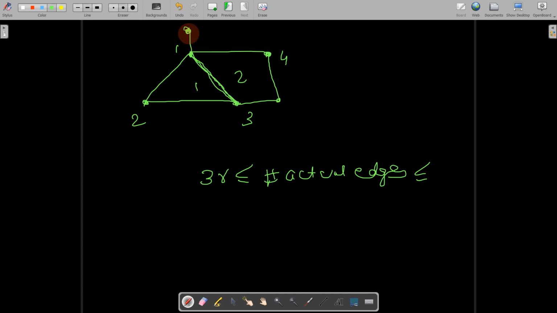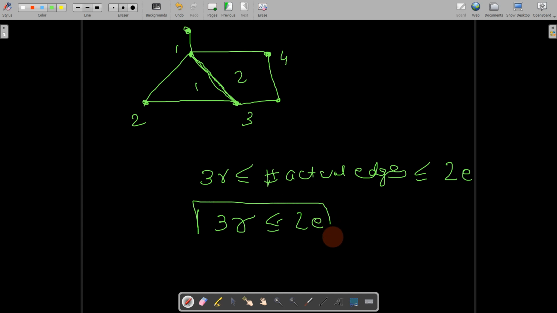But see, actually this edge is counted only once. It is not being counted twice. So this would be more than twice the number of edges for each region. So what we can say is this inequality holds true for any simple connected planar graph: 3r is less than or equal to 2e.